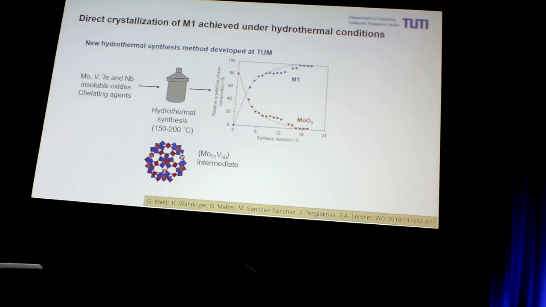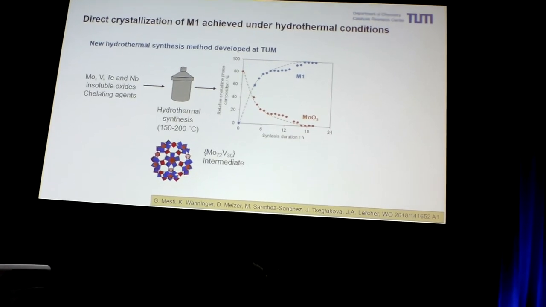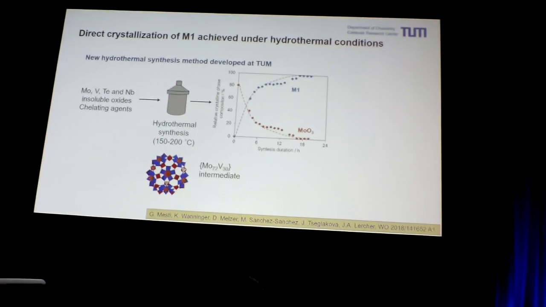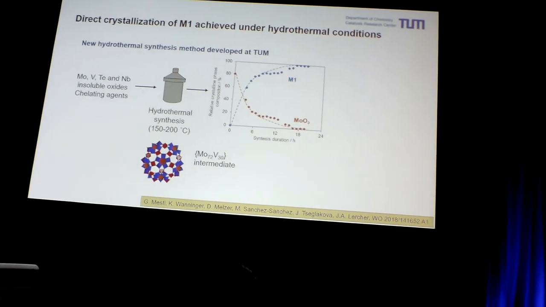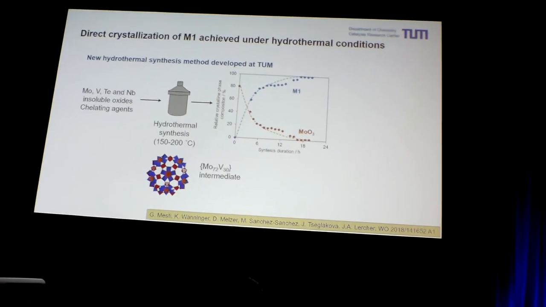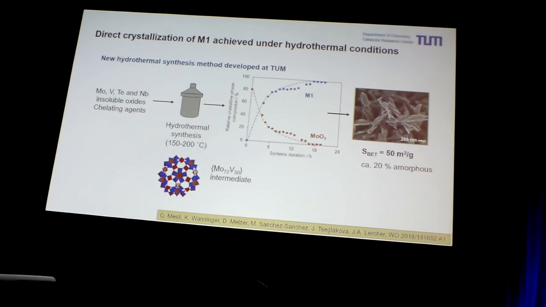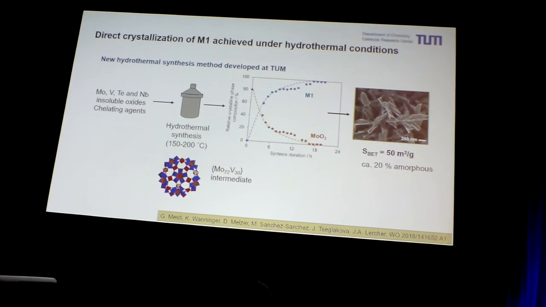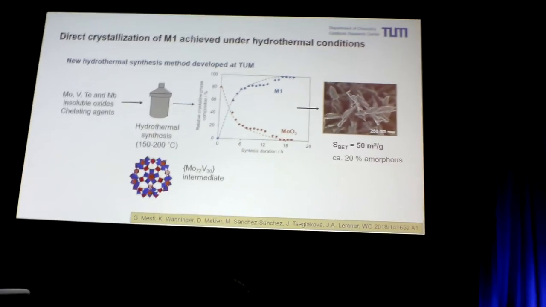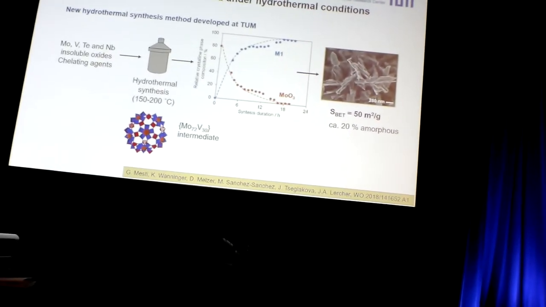150 and 200 degrees. Here I show you the crystalline composition of solids extracted from the autoclave at different synthesis times. We started with mostly 80% molybdenum trioxide and almost 20% vanadium pentoxide. The tellurium and niobium oxides are in very small concentrations. But you can see that after only 4 hours, already 60% of the crystalline material is M1. And then by 15 hours, all the solids are crystalline M1. The material prepared in this way has a higher surface area of 50 square meters per gram. But I also have to mention that it has about 20% amorphous that is not possible to fully crystallize at this condition. However, an 80% content in M1 and high surface area are very promising.